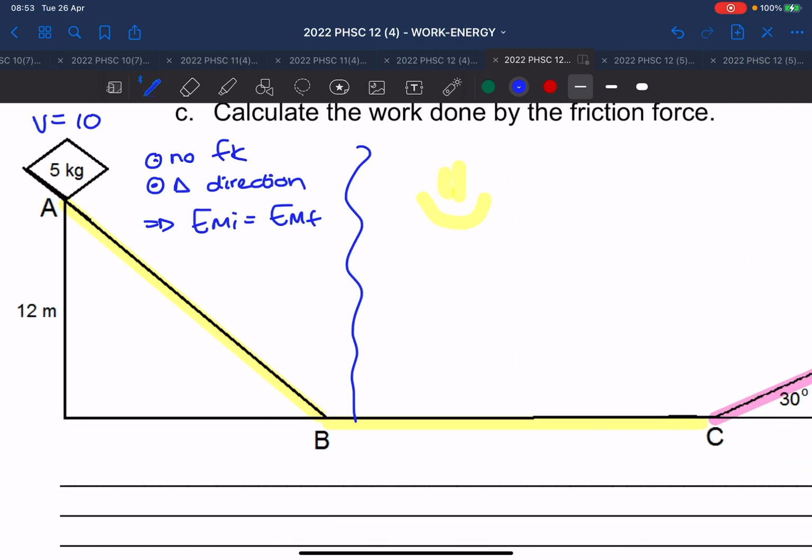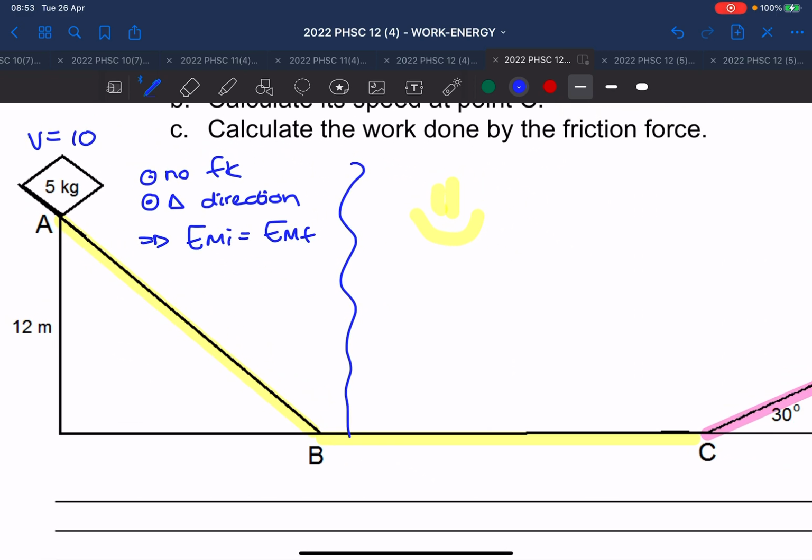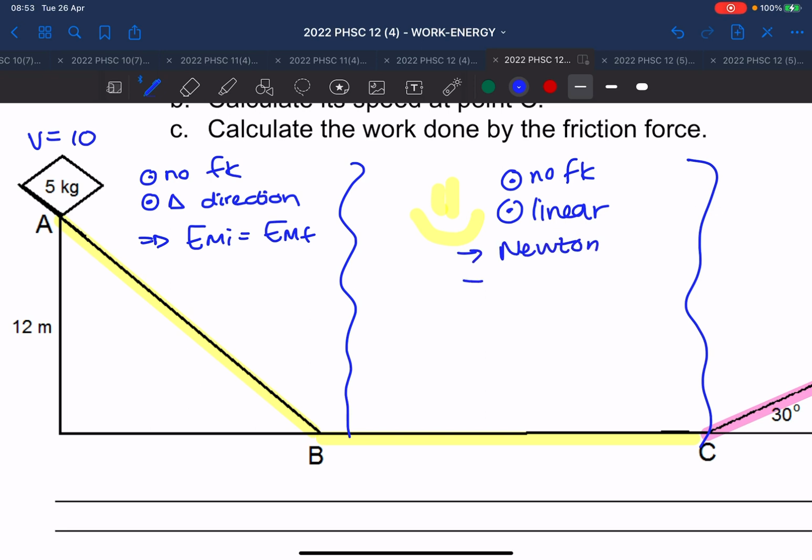All right, then the next one, you see there's obviously no friction. And it's linear, it's in a straight line. There you could have used anything. You could have used Newton, you can use momentum, you can use equations of motion. There's a lot of things that you can use.